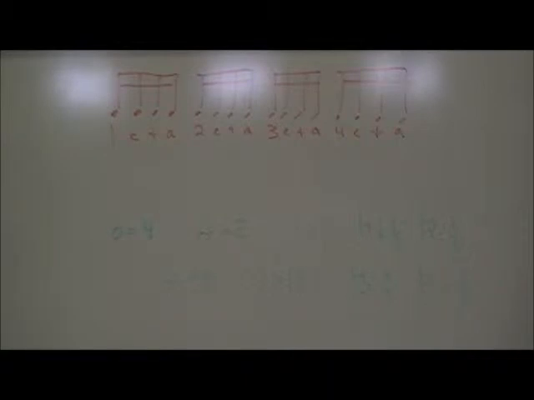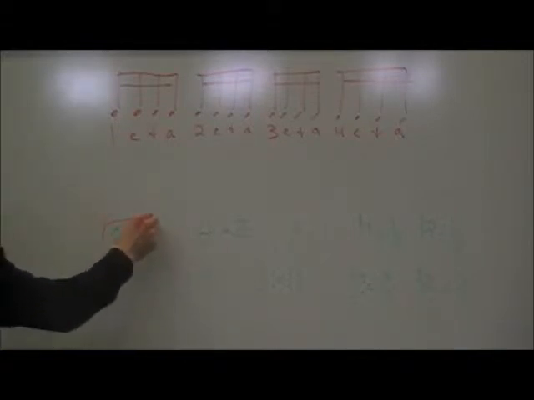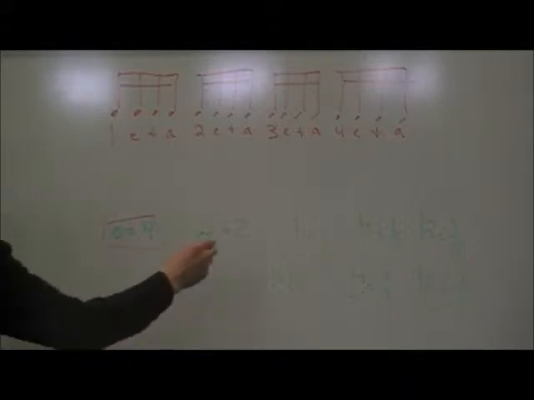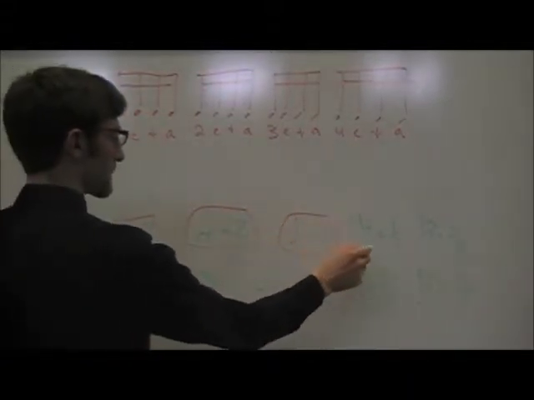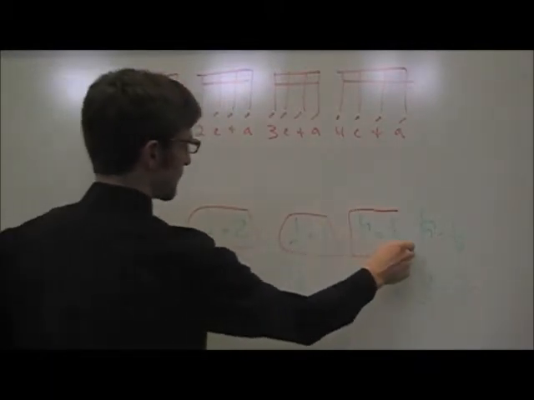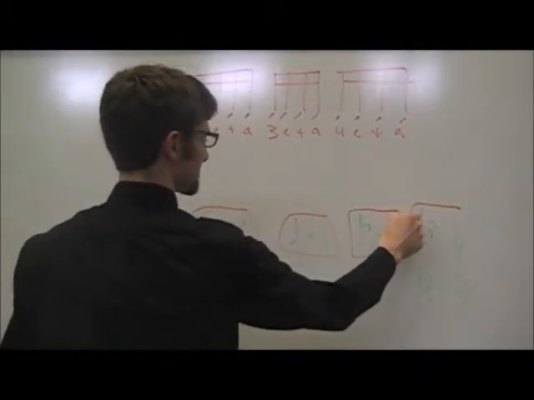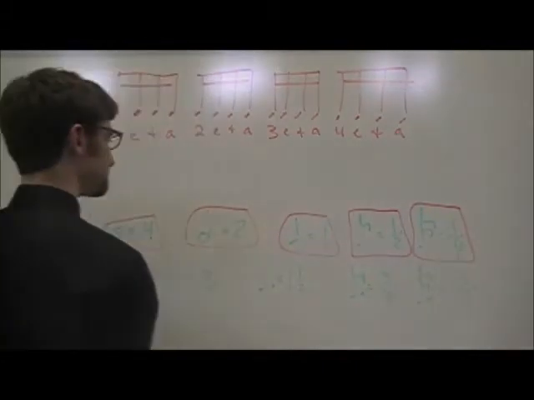Hello, it's Mr. Bonley. I have a counting chart on the board. We're going to go through the note values of various rhythms. You can see that the whole note gets 4 full beats. The half note gets 2 beats. Quarter note gets 1 beat. Eighth note gets half of a beat. And then our 16th note gets a fourth of a beat.